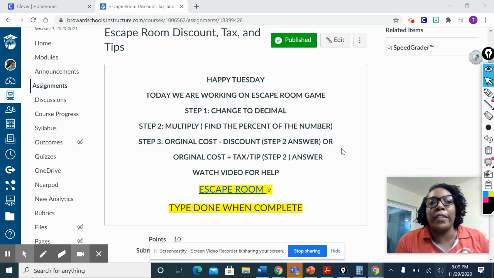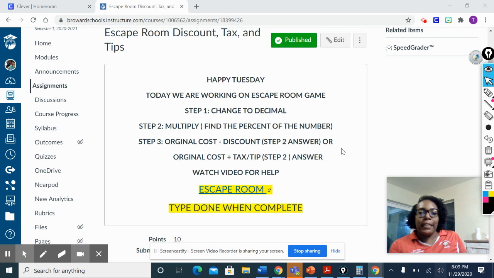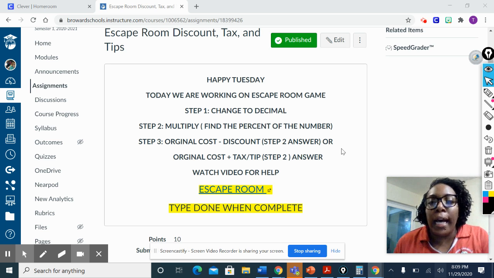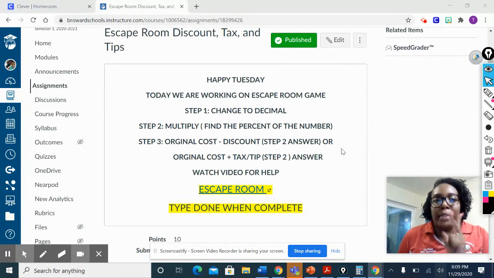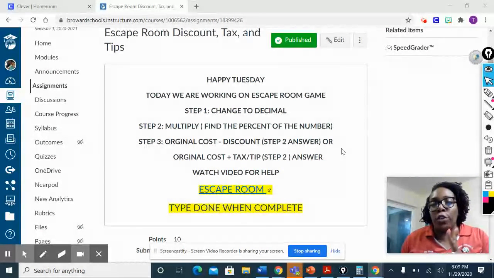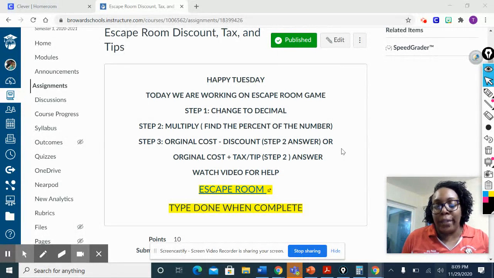Happy Tuesday. So today we're going to be working on an escape room game, which should be kind of fun and exciting and something a little bit different. So always remember the 3 steps. Yesterday we only did step 1 and step 2. Some of these you'll be doing step 1, 2, and 3, so you have to read them carefully.